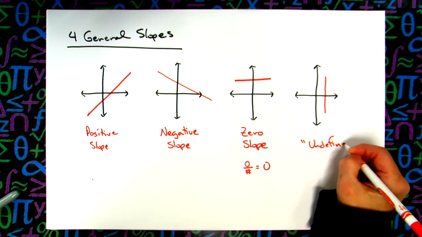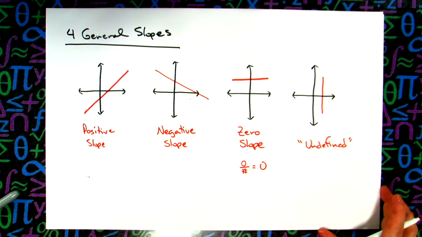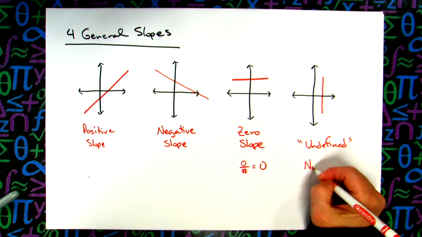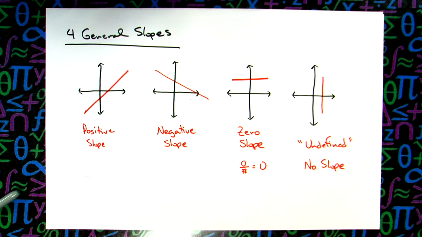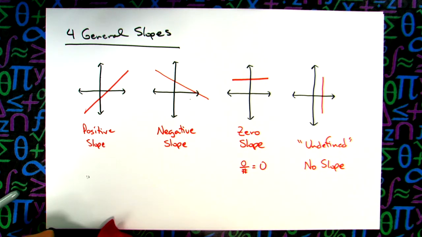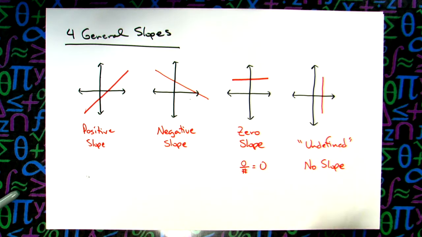That's the fancy math word. We can also say no slope. There is no slope because it can't exist. We cannot drive up the side of a building. So it's an easy way to remember it. Now, again, let's talk about that formula.